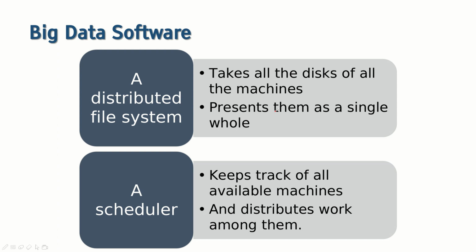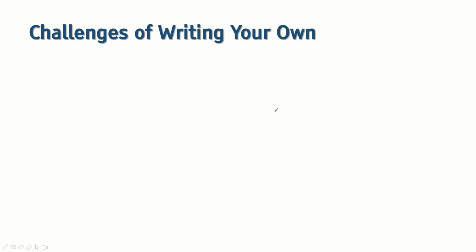The second component of big data software is a scheduler. Right? You want all of these machines to work in synchronization. So somebody has to keep track of all the machines, what they are doing, what data is available with them, and what is the best strategy by which the execution of the data processing jobs can be distributed. So that is the job of a scheduler.